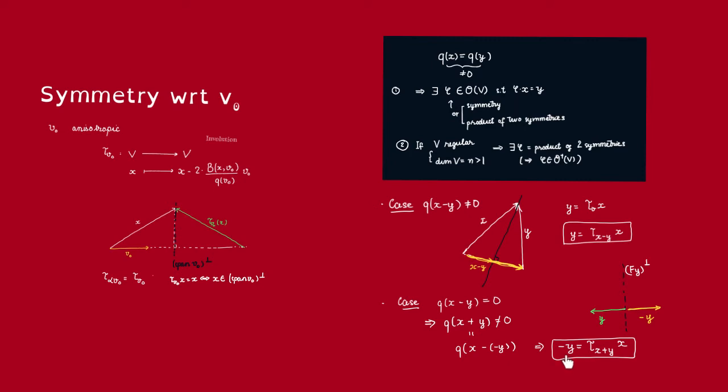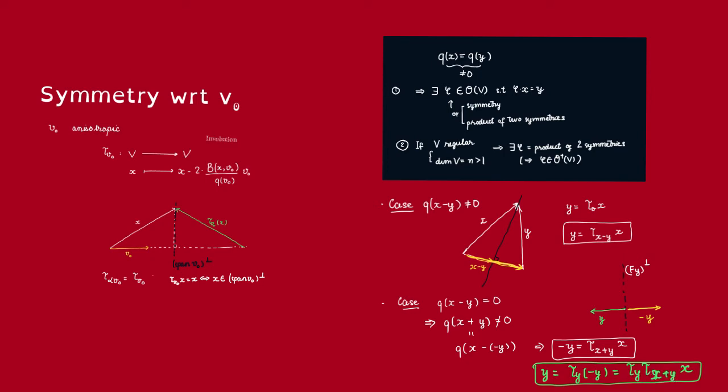Now we just need to get y from minus y. And how do we get y from minus y? Well, we just reflect across the orthogonal complement of the span of y. So we have that y is tau y of minus y, and so we can get from x to y using two symmetries. Thus, we can always get from x to y using one or at most two symmetries, as claimed.